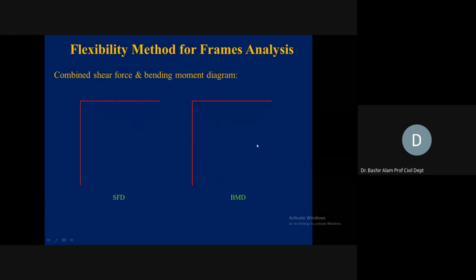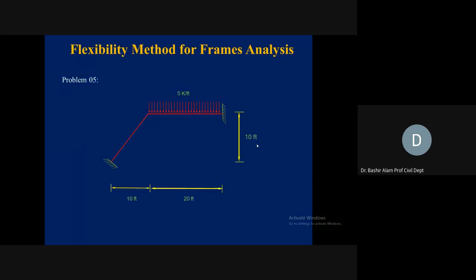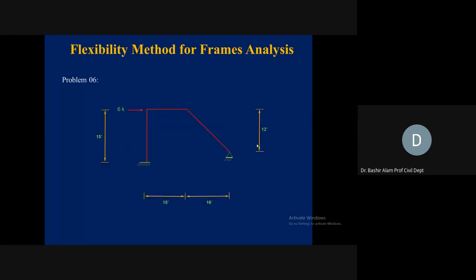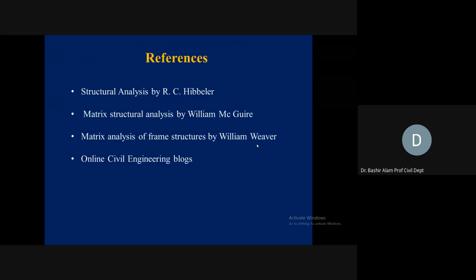Now, your assignment. Where you see this section A, this is for section B now. Section B has to solve problem 6 and 7. So you don't need to do anything with this problem. This is for section A. You don't need to do anything with this problem. This is also, but this is now your problem. You need to solve this one and problem number 7 also. You need to solve this one also. This is your assignment, and next week you need to submit them.